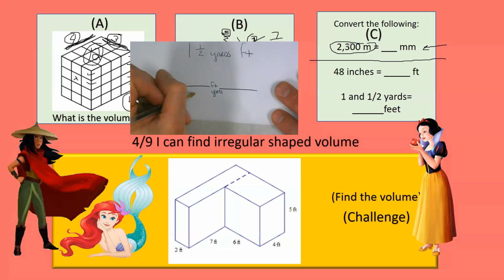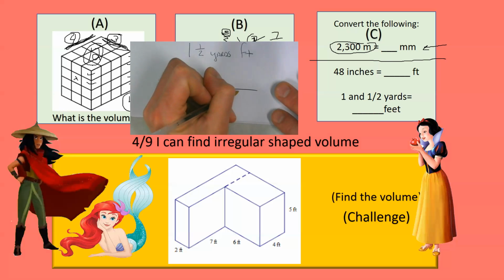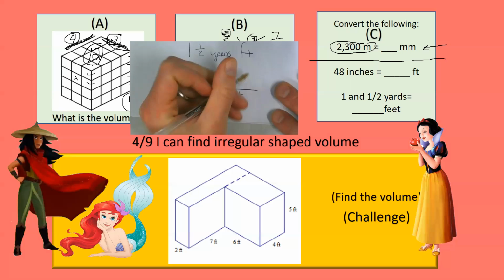I know the relationship is 1 yard equals 3 feet. That's what I know the relationship is. And I know right now I have 1.5 yards, so I want to put it on the bottom. And I don't know feet.